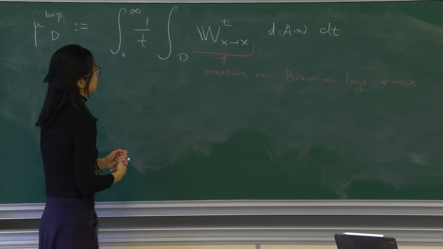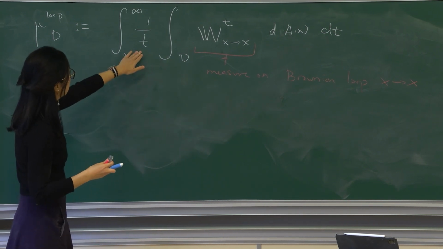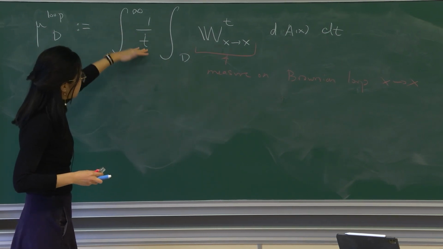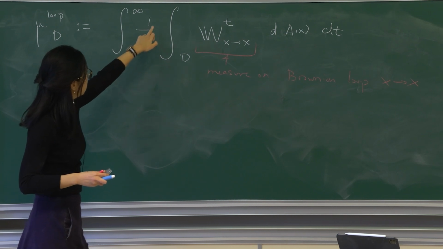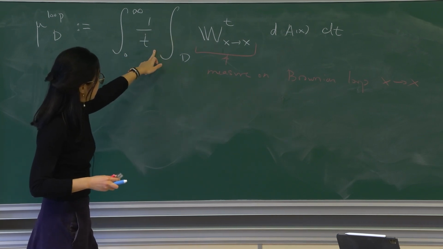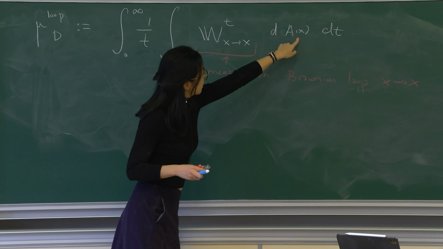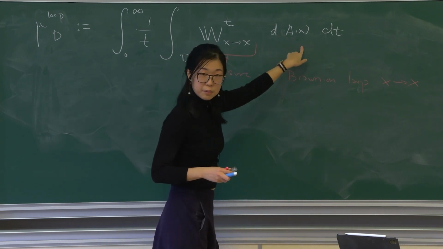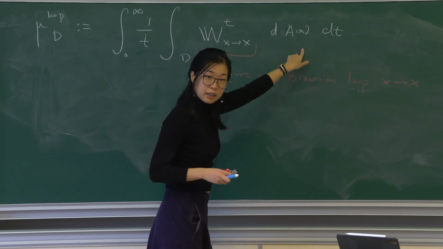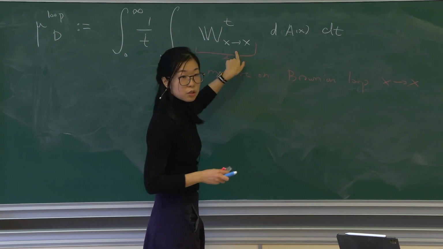And so now you can think of it as: I sample my time according to this 1 over t measure, and then I sample a point in my domain according to the area measure, and then I run the Brownian loop according to this measure.